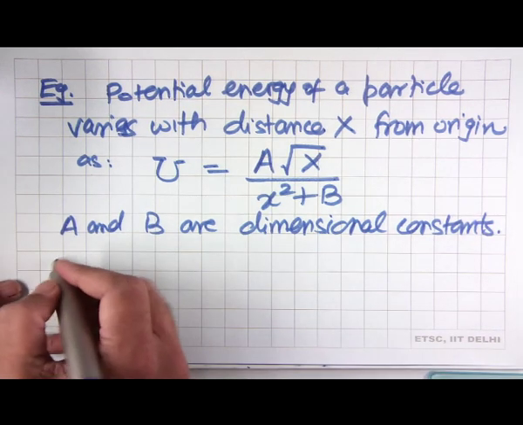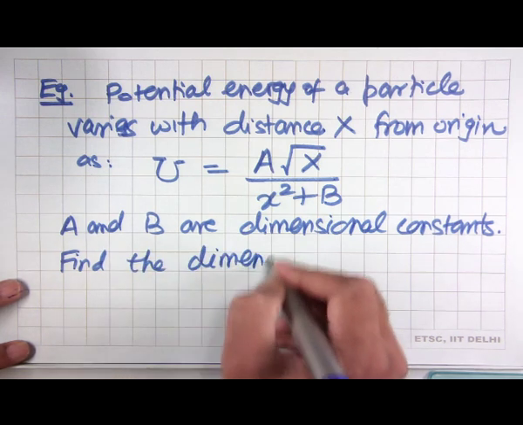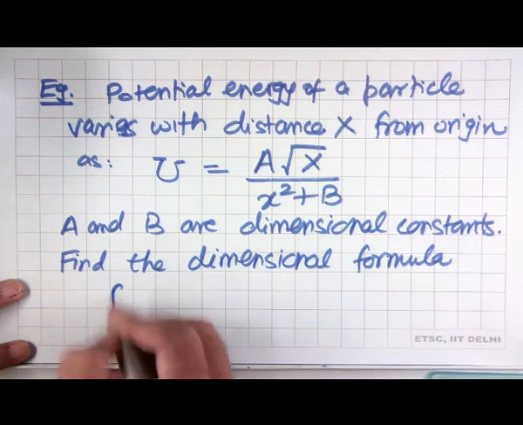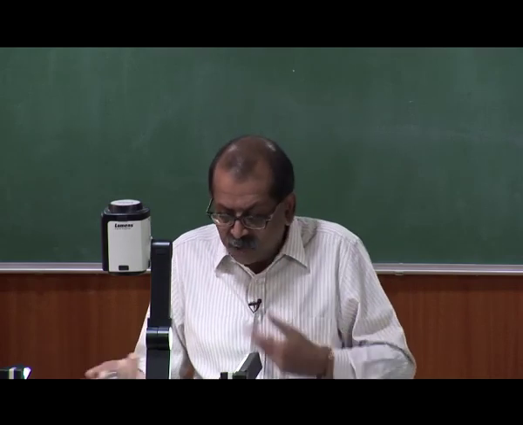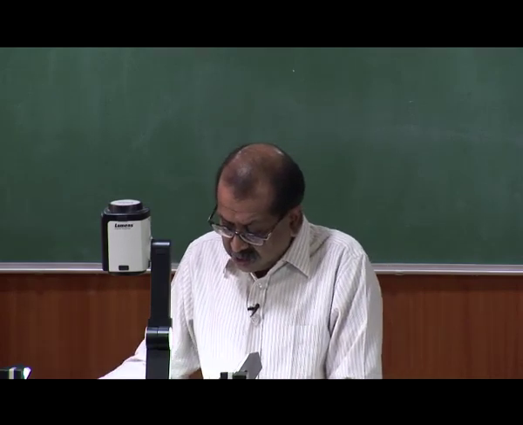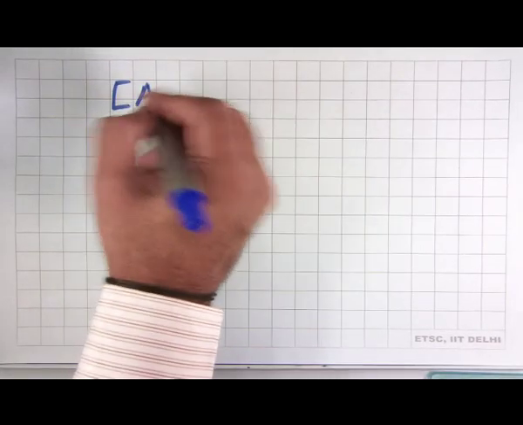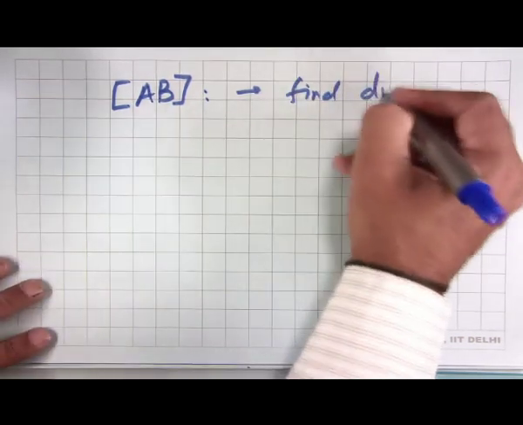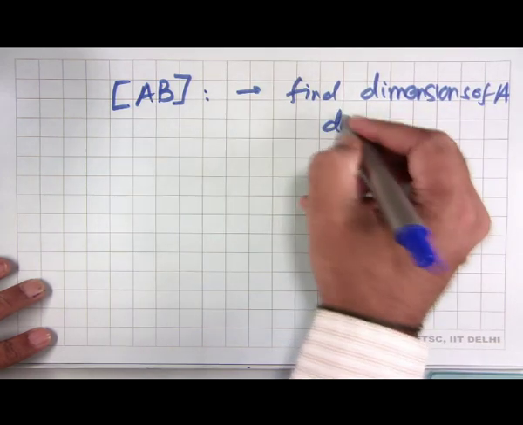And the problem says find the dimensional formula for AB. What we mean by dimensional formula is the dimensions of AB in terms of the basic dimensions. So here that means to find the dimensions of AB, we have to find the dimensions of A and the dimensions of B.